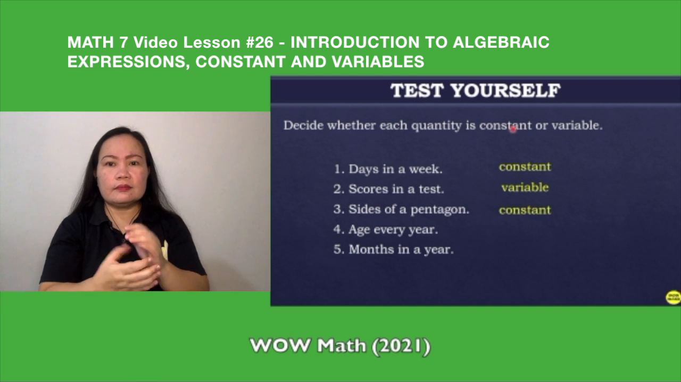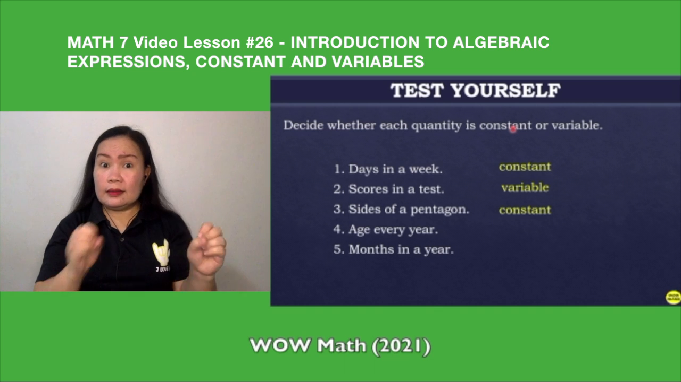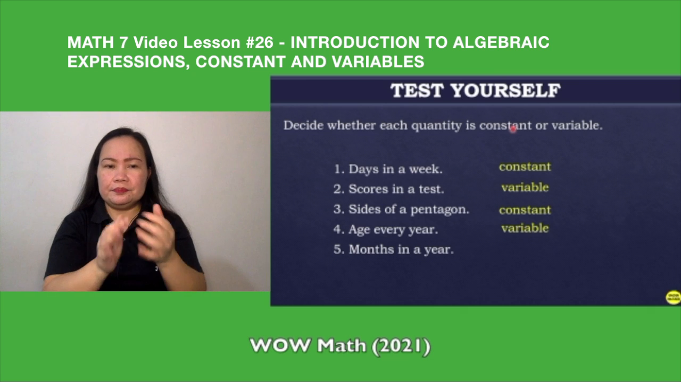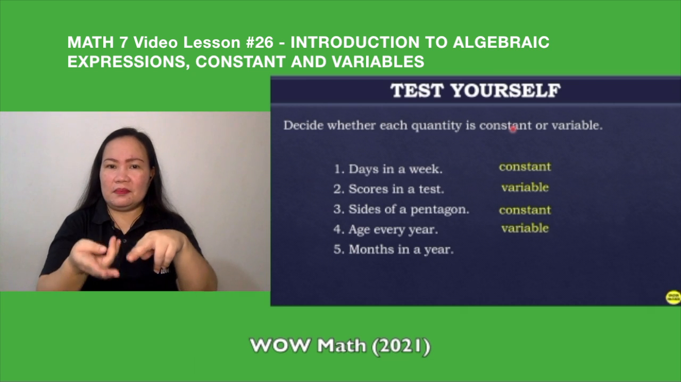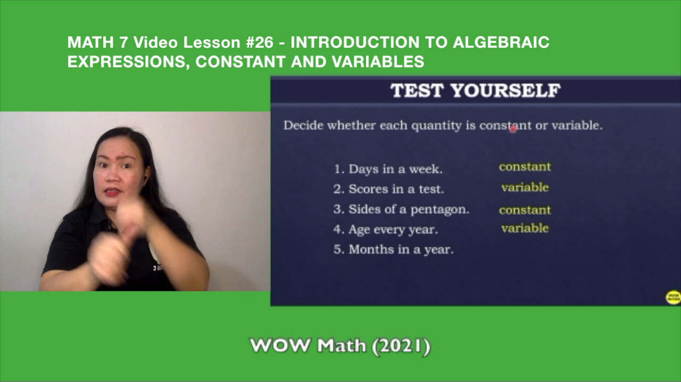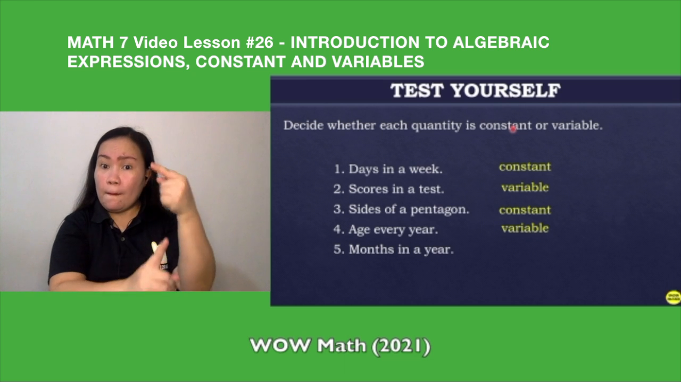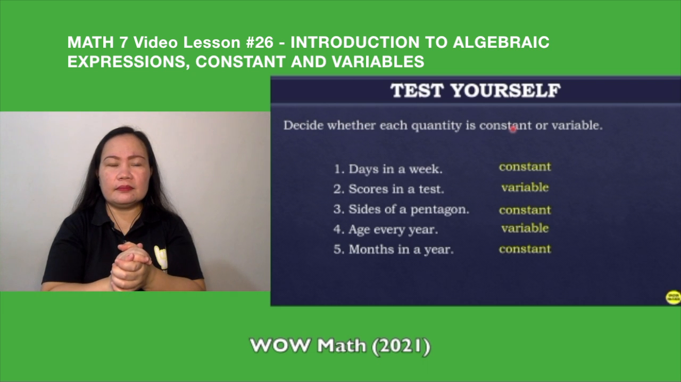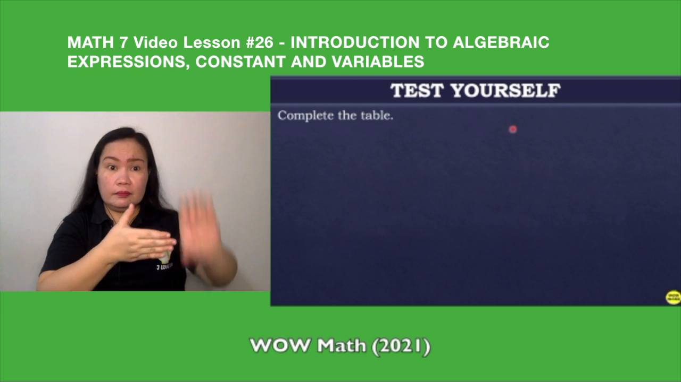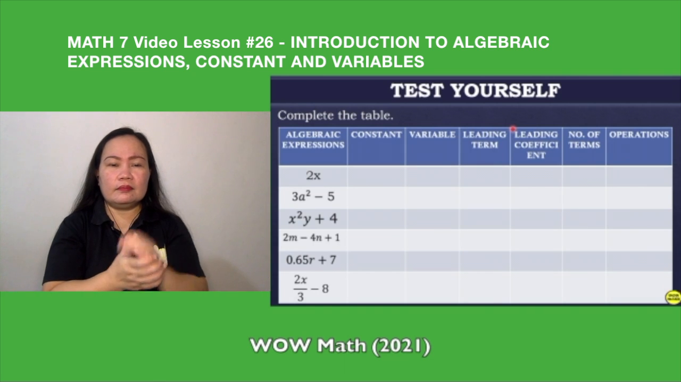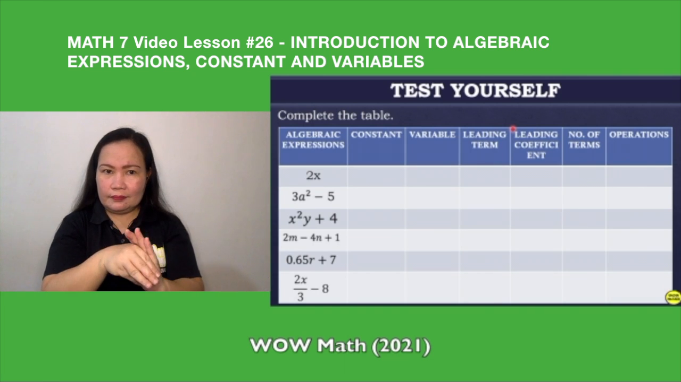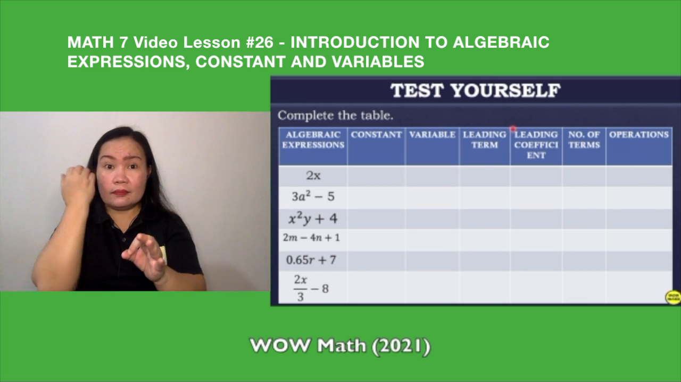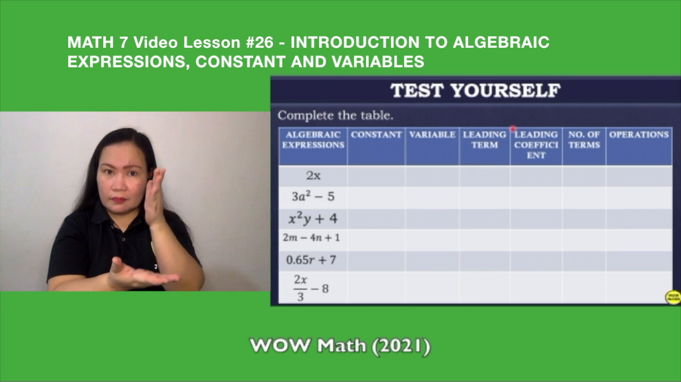Age every year, yung edad mo kada taon. Okay, obviously that is a variable kasi nagbabago tayo ng edad every year. Nagpa-plus 1 tayo. Months in a year, how many months in a year? 12. So, we only have 12 and that is fixed. Therefore, that is constant. Okay? Next, complete the table. I'm giving you 1 minute. 1 minute lang po and then papakita ko na po yung sagot. Now, kung kulang ang time, i-pause ang video.